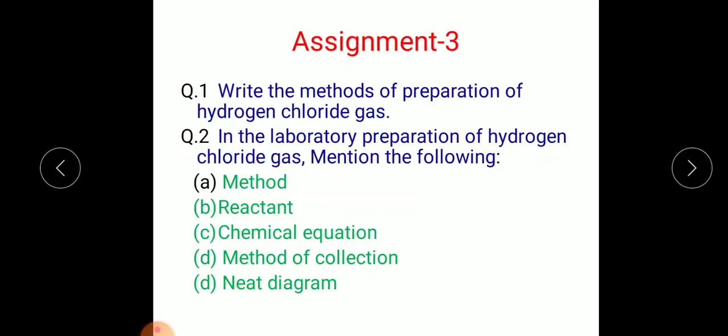Now today's assignment. Question number 1: write the general methods of preparation of hydrogen chloride gas. Question number 2: in the laboratory preparation of hydrogen chloride gas, mention the following: the method, that means the process; the second one is the reactants; the third is the chemical equation; the fourth is the method of collection; and the fifth is to draw a neat diagram. Is that clear? So complete this assignment and send it to my mail.